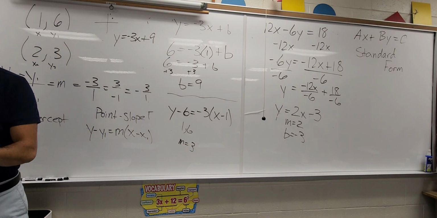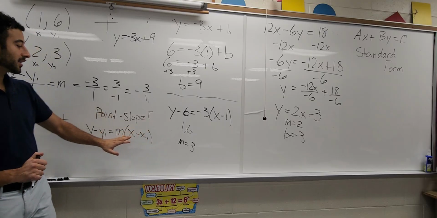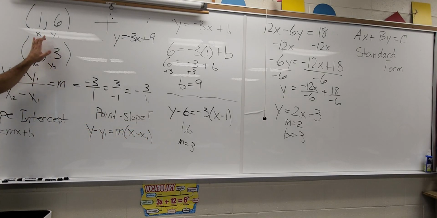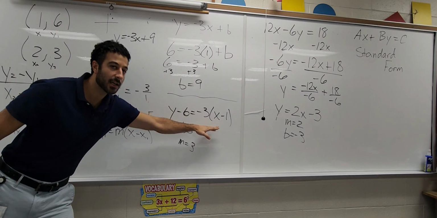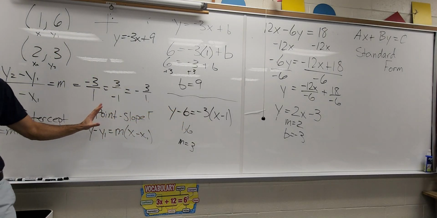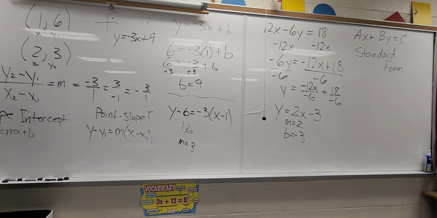Please pay attention to the fact that I did switch the signs in point slope. My x and y values were positive 1, positive 6, but in the equation they become negative 1, negative 6. So if you're going to take this shortcut, you have to pay attention to flipping the sign.